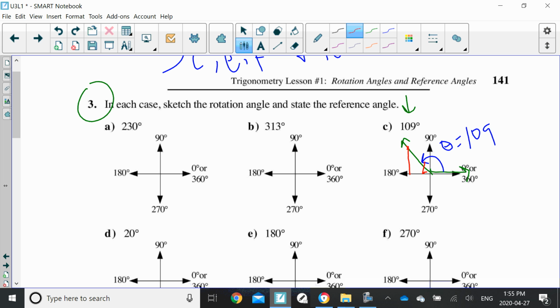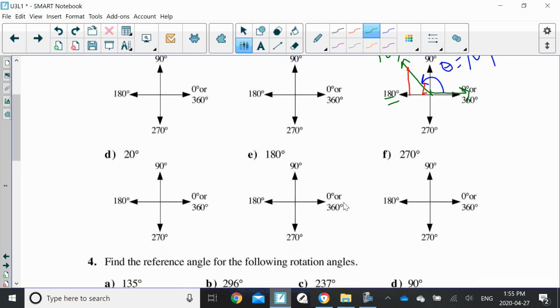In order to do that, if my terminal arm is at 109 degrees, and this is 180 degrees, it'd be 180 minus 109, and that would give you a reference angle of 71 degrees. Now, E and F are different.